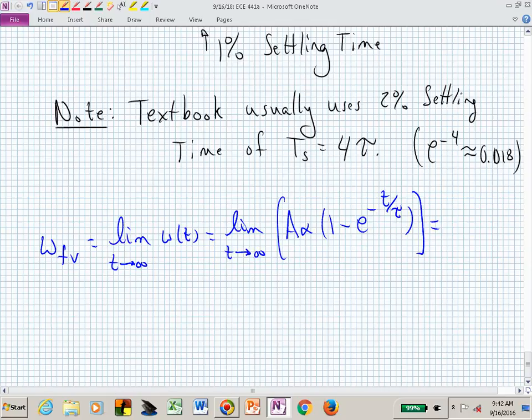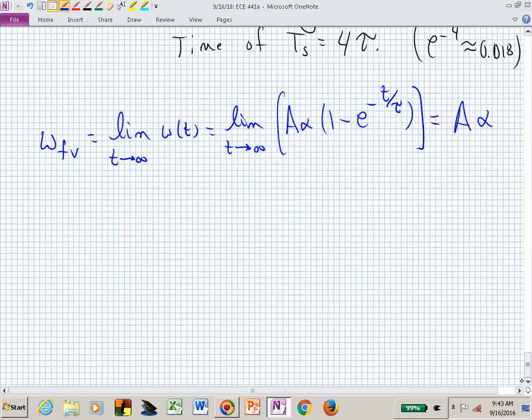And how long do we have to wait for infinite time? Practically 5 tau. That's not that long, is it? So infinity can be pretty quick in an electrical system. We've now said that we know this is equal to A alpha. And that's just omega sub final value, which we were also calling at one point A1.